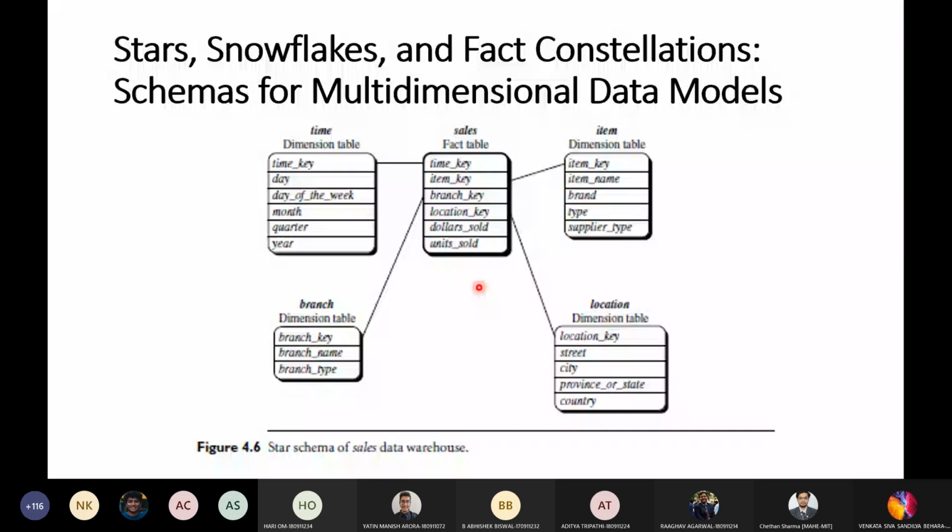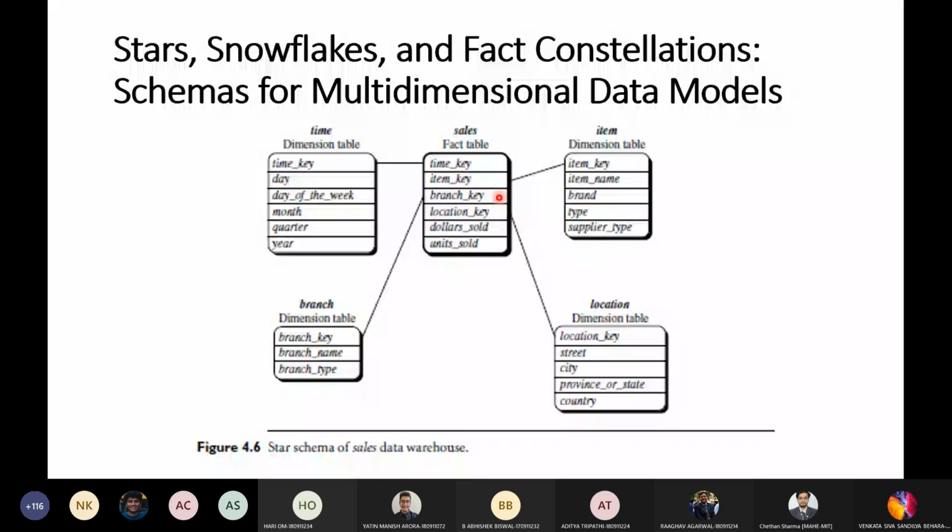And one thing which you have to observe here: each dimension is represented by only one table, and each table consists of a set of attributes. The attributes for your branch dimensional table would be branch key, branch name, and branch type. So this is your star schema.